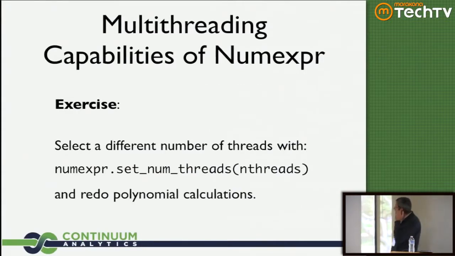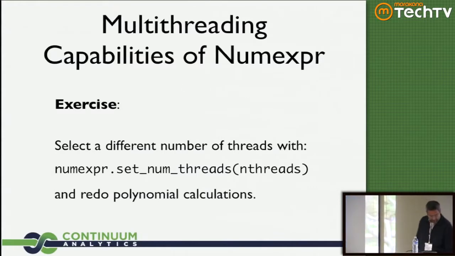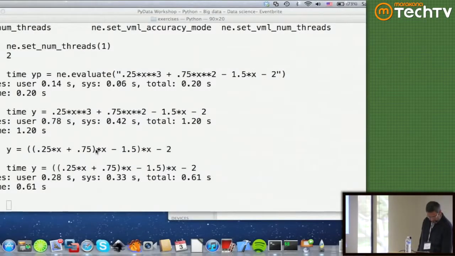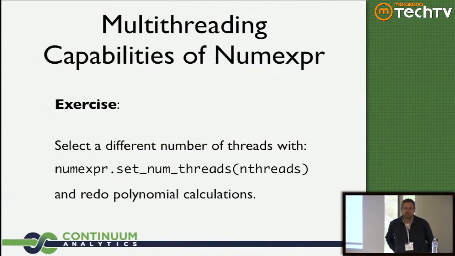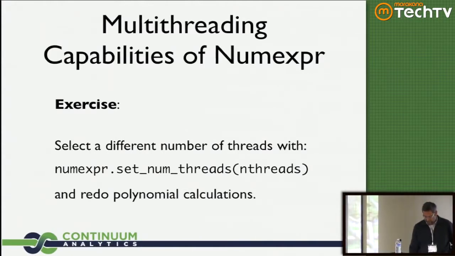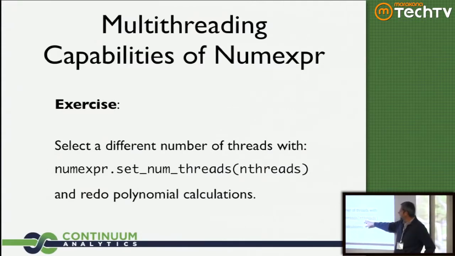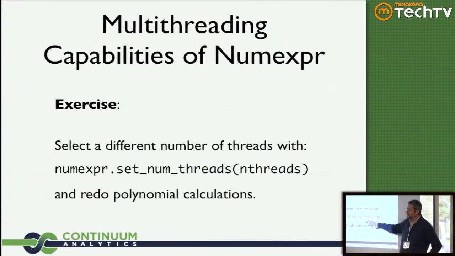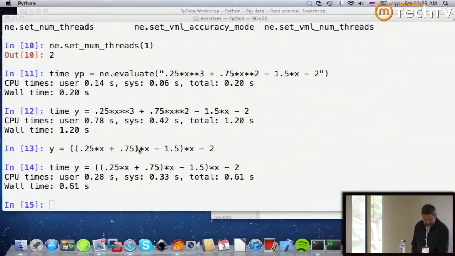Another interesting thing of Numexpr is that it can make use of multi-cores automatically. That's a really interesting thing, and you can do that automatically. You can even select dynamically the number of threads that you want to run in order to evaluate your expressions.